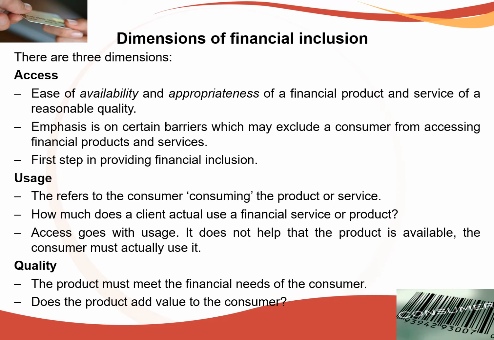When we talk about dimensions of financial inclusion, we look at 3, namely access, usage, and quality. Now, when I talk about access, I mean the ease of availability and the appropriateness of a financial product or service, which would be a financial product or service of reasonable quality. In this case, emphasis would be on certain barriers which may exclude a consumer from accessing these financial products and services. Now, access obviously is the first step in providing financial inclusion.